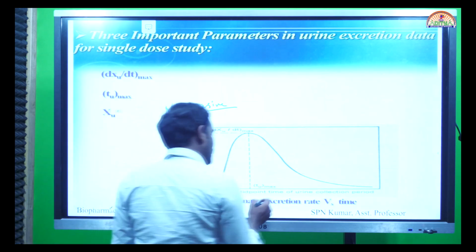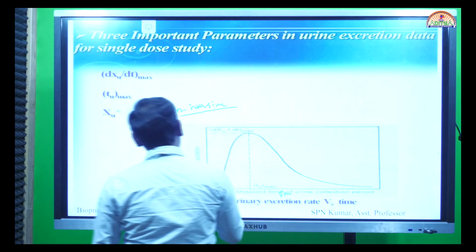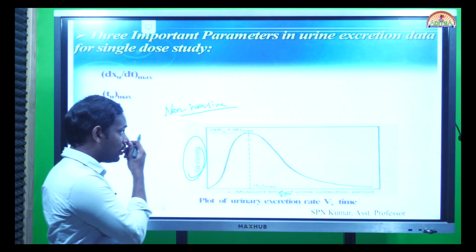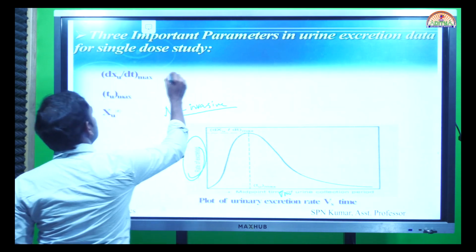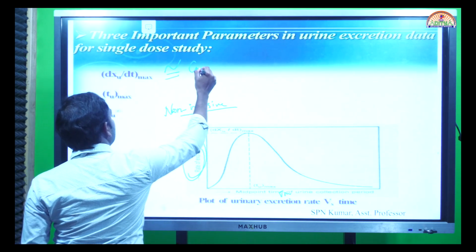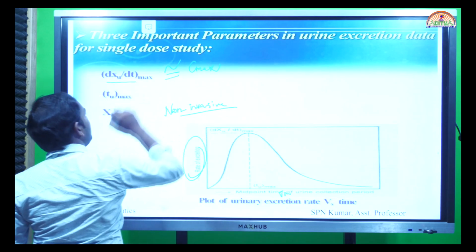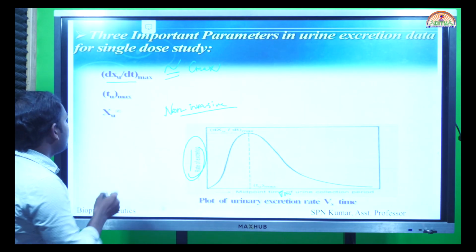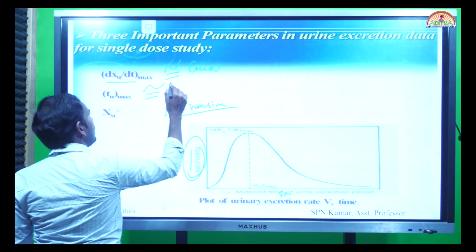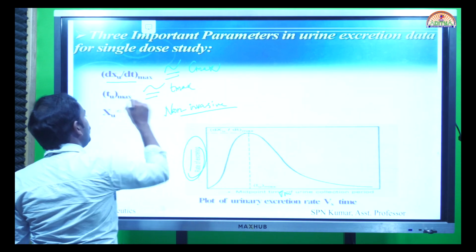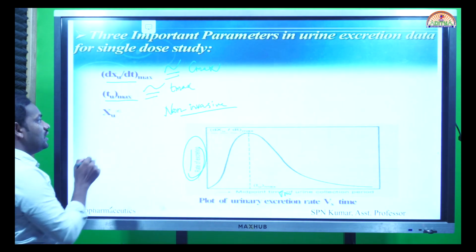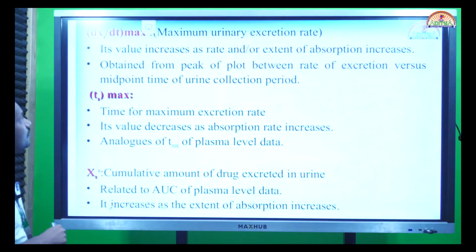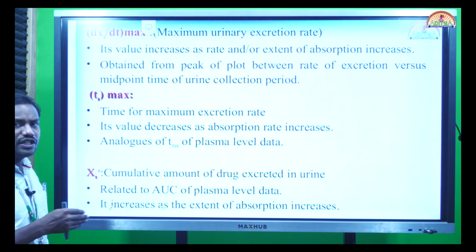So we are going to take time versus the amount of drug excreted per time interval, every 5 minutes or 10 minutes. Here also we are going to get 3 parameters, similar to Cmax in plasma level studies, which here is called dXu/dt max, the rate of excretion of drug in the urine. Next, just like Tmax in plasma level concentration, here we get Tu max, and similar to AUC in the plasma level curve, we calculate Xu infinity. So there is a discussion about these terms.